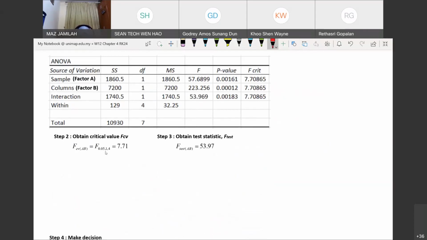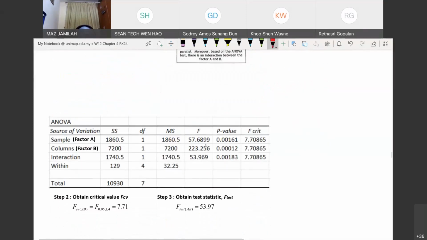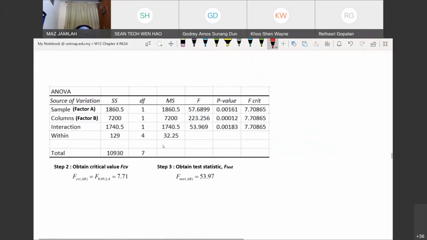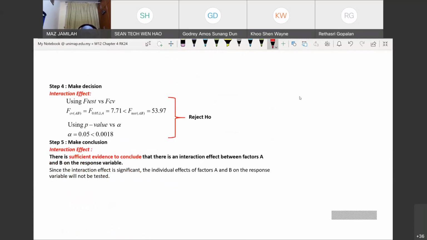Now from here, since we believe that there could be an interaction, we test for the interaction first. So look for the interaction. This will be your interaction value. Now for the F critical value, F alpha, of your F interaction. Since almost everything is the same, our F critical value is still 7.71. And the test statistic obtained from this particular column is 53.697.